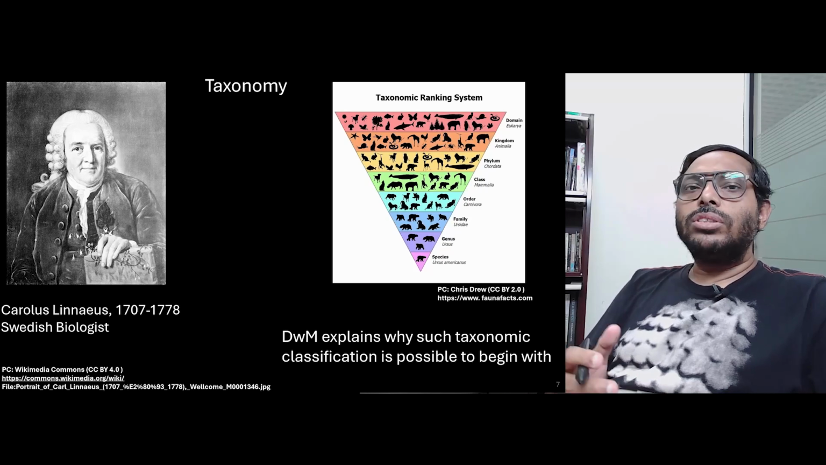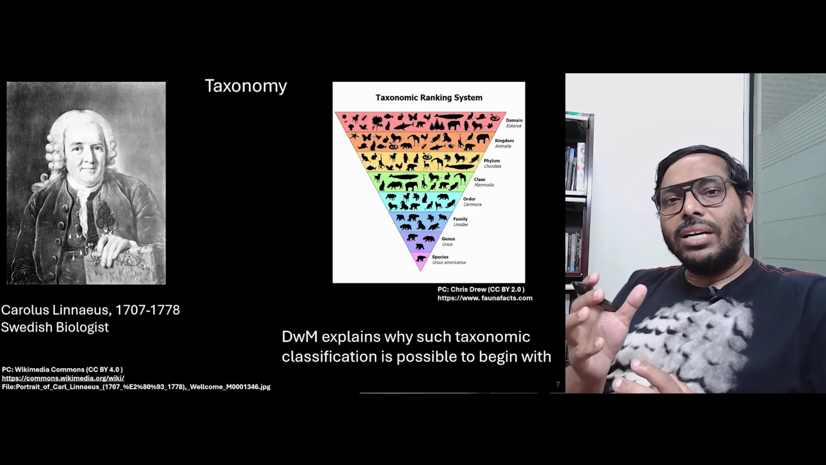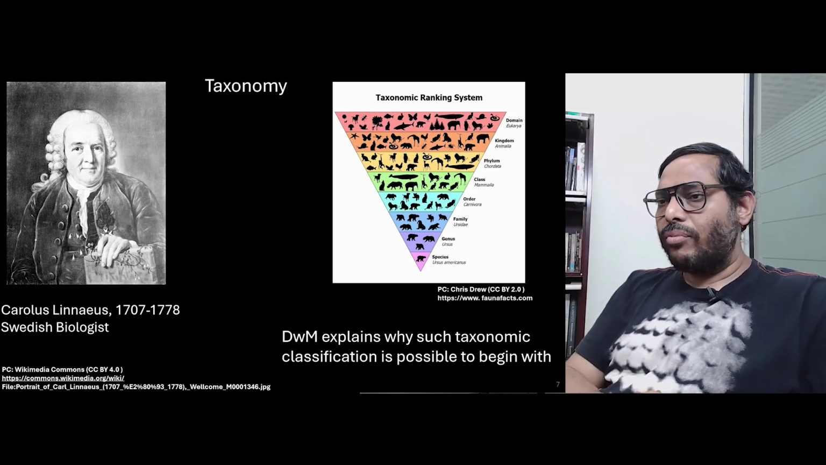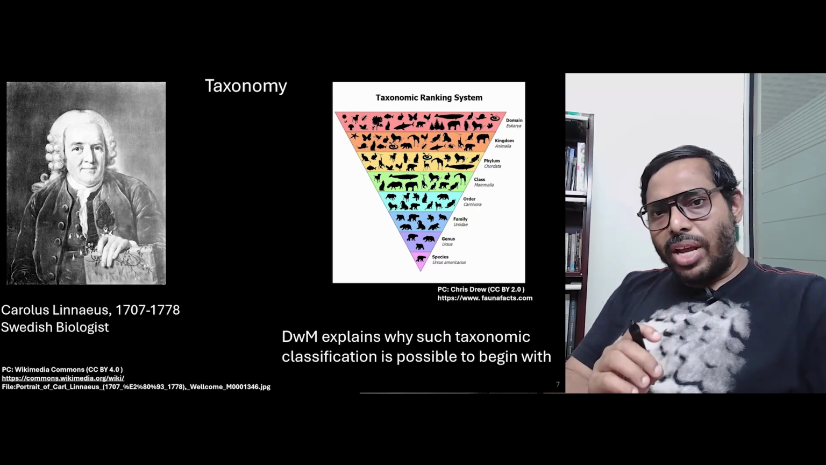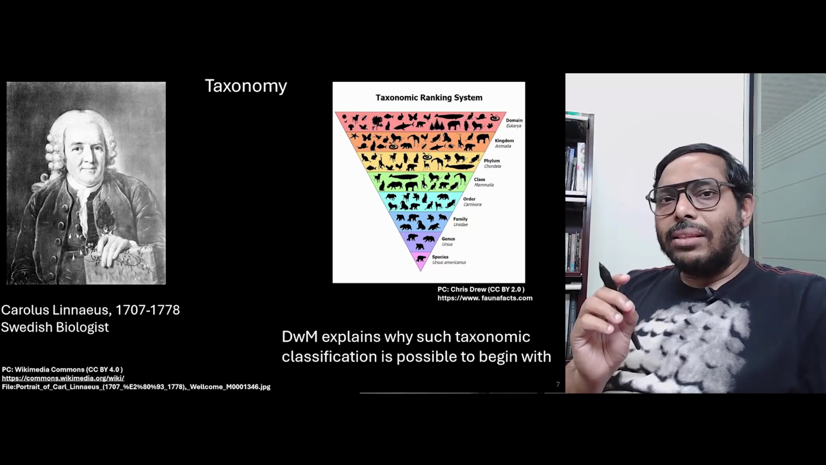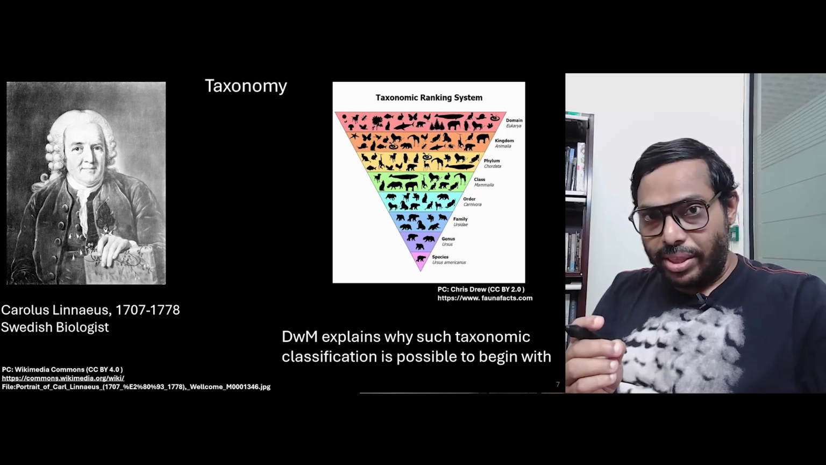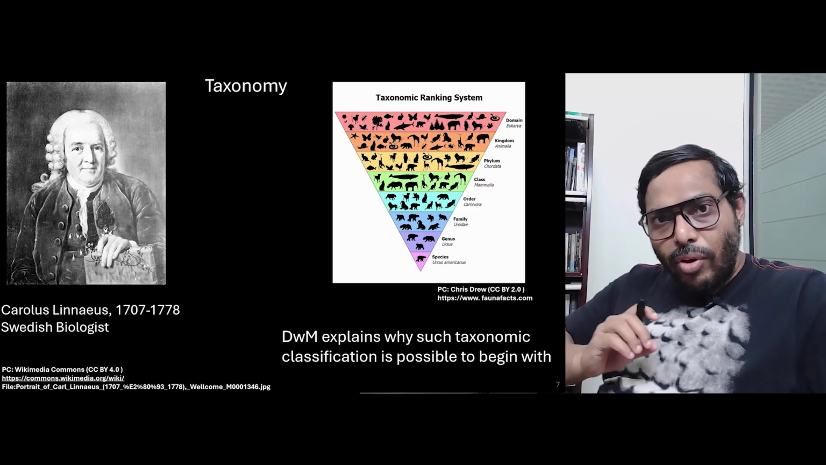His was of course the most well known, the most thorough and comprehensive, but this kind of nested classification is much older. I mean, even Aristotle is known to have done some kind of classification like this. So, descent with modification explains very nicely why this kind of taxonomic classification is possible to begin with, and also appreciate that this kind of classification can be done for multiple groups.